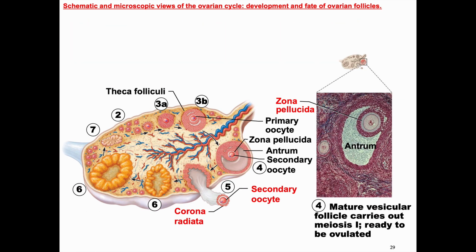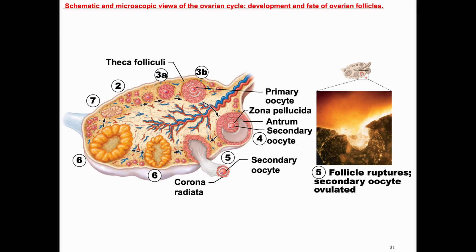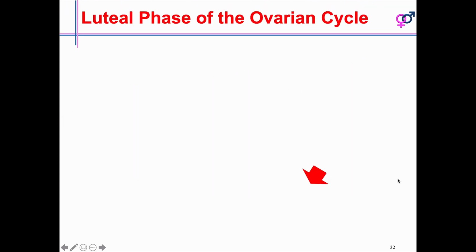Okay, so if you look at the mature vesicular follicle, you see the zona pellucida is the outermost layer. This is the stage on the 14th day of the menstrual cycle. The follicle ruptures and the oocyte is coming out.